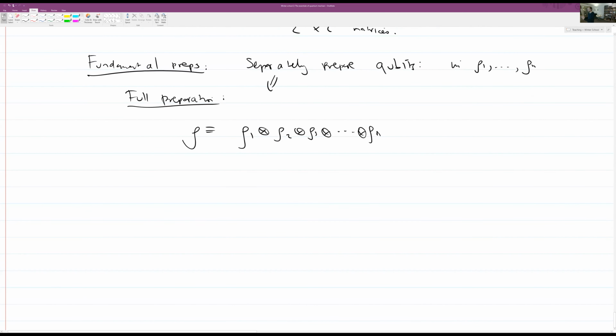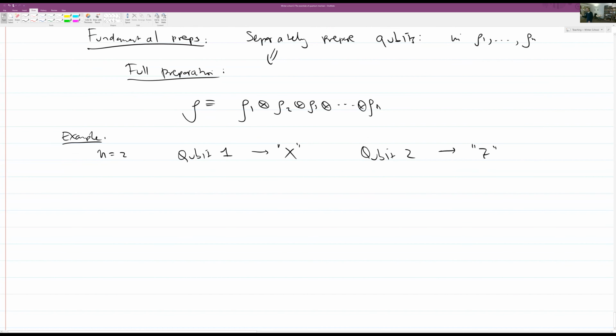Okay, I will do it though, in the case of n is 2. Let's prepare our state in an x. So qubit 1 gets prepared in the x preparation, and qubit 2 in the z preparation. What's the correct way to describe the global preparation of the system? Well, separately preparing them is the same as taking the tensor product of their preparations. That's what the definition above says.